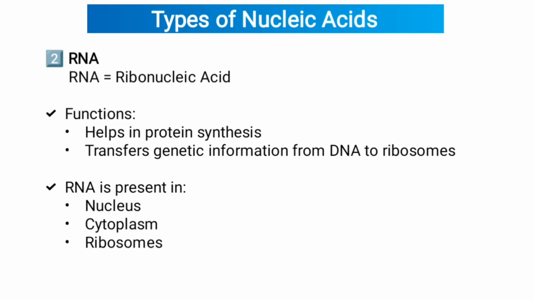Second one is RNA, ribonucleic acid. Its function is to help in protein synthesis and transfer genetic information from DNA to ribosomes. RNA is present in the nucleus, cytoplasm, and ribosomes.